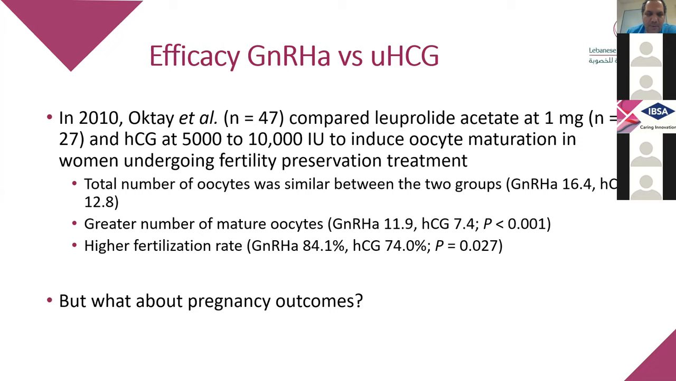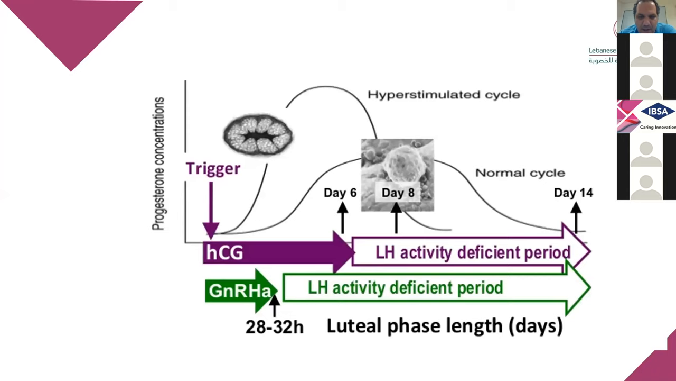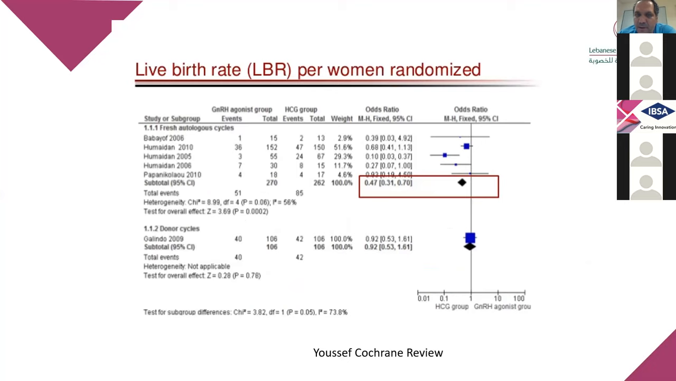Again, this is a similar figure to the one I showed you earlier about the LH activity in the body. With the GnRH agonist, you see that within 28 hours, you already have a very low LH activity. This is much shorter than the natural cycle, and also much shorter than the LH activity that occurs following an HCG trigger. So this has been an issue, and this has been a reason the GnRH agonist trigger has been associated with a lower pregnancy rate.